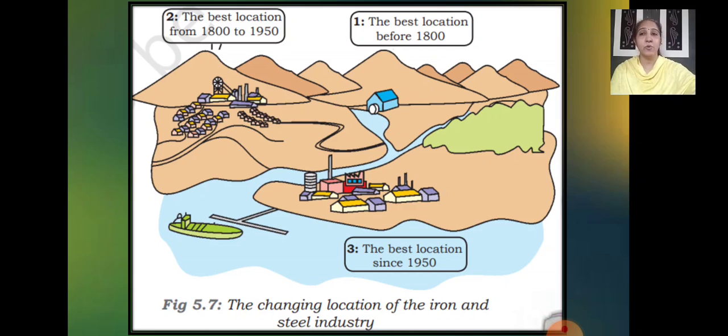See children, now here you can understand the factors that were affecting the location of the industries. See how gradually it has changed. Initially in 1800 AD, the preference was given only to the availability of raw materials, power supply and running water, right? But later, from 1800 to 1950, the ideal location for the industry was near coalfields and close to the canals and railways.